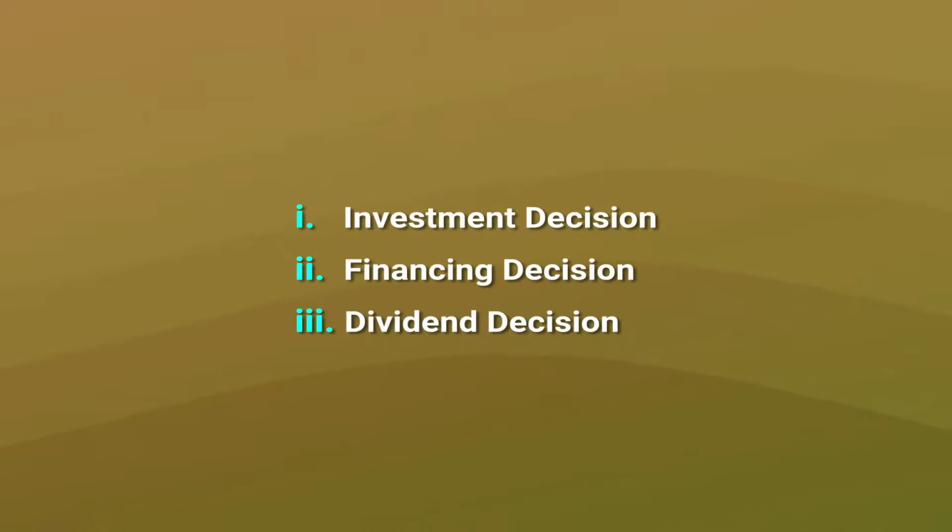Next is functions of financial management. The functions of financial management can be broken down into decision making in three major areas, namely, first one, investment decision. Second one, financing decision. The third one, dividend decision. We'll take a look at one by one.